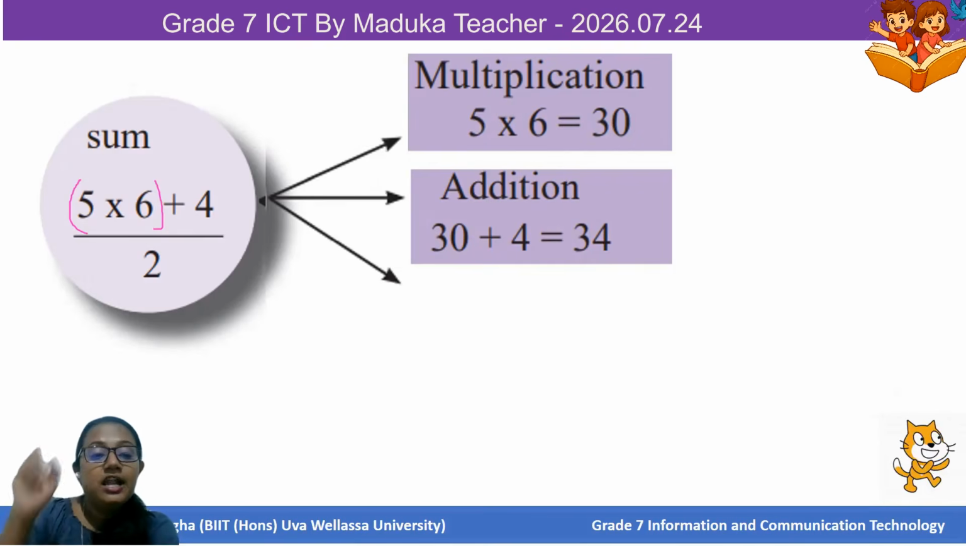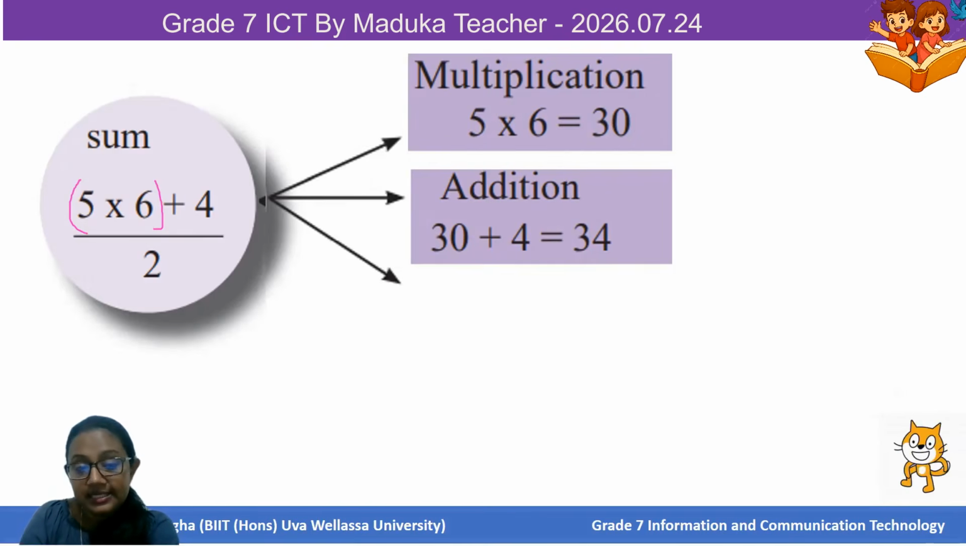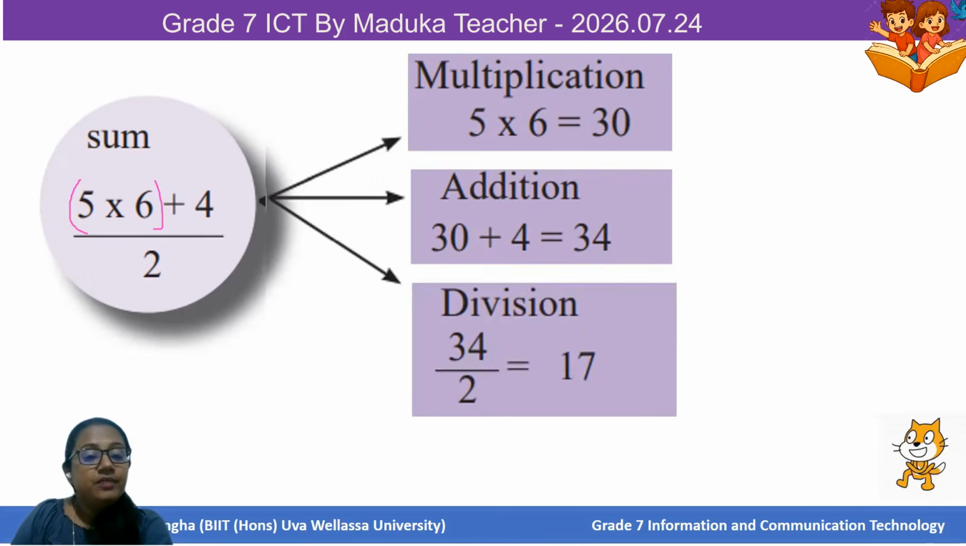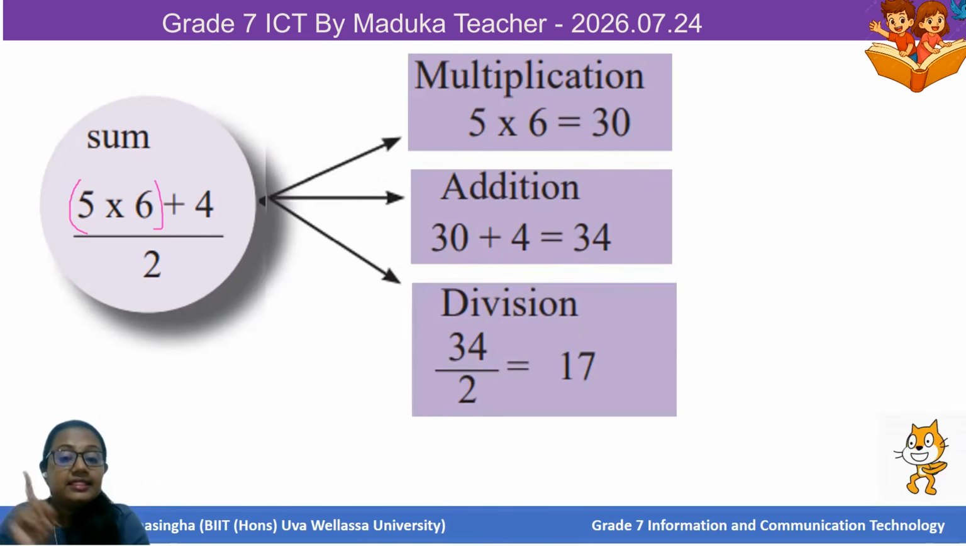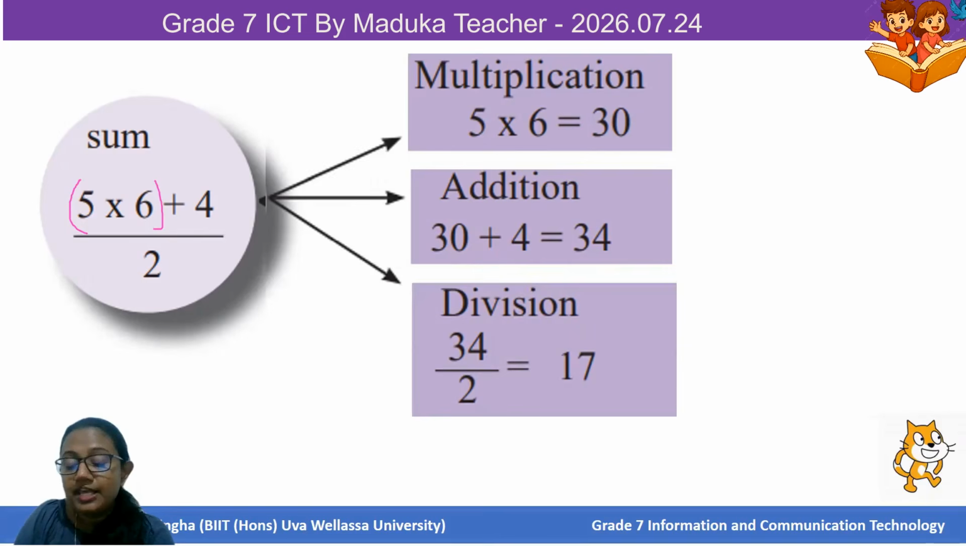Then 5 multiplied by 6 means 30. Then 30 plus 4, 34. Then we are going to do the division part. It means we are going to divide 34 by 2. It means 17. Finally, the answer for this complex mathematical problem is 17, but it is very easy because we did it in small sub problems.